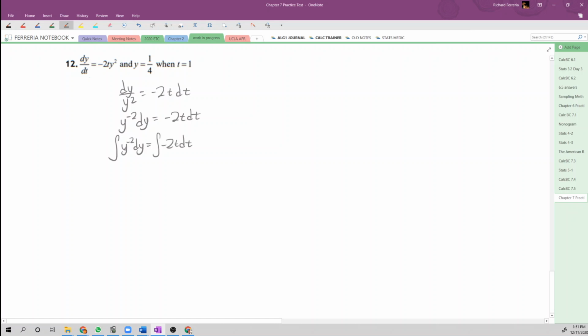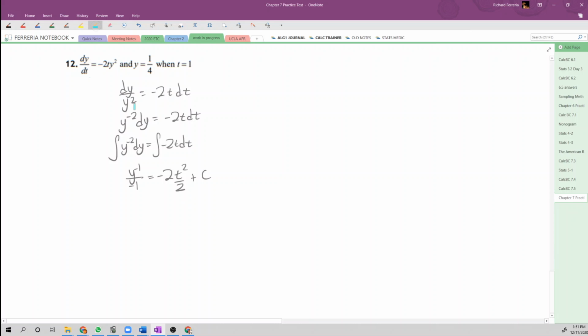This first one, we have y to the negative 2. Negative 2 plus 1 is negative 1. So we'll have y to the negative 1 power over negative 1 equals negative 2, and that's going to be t squared over 2, plus constant.